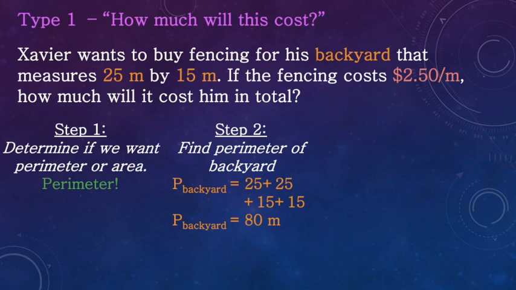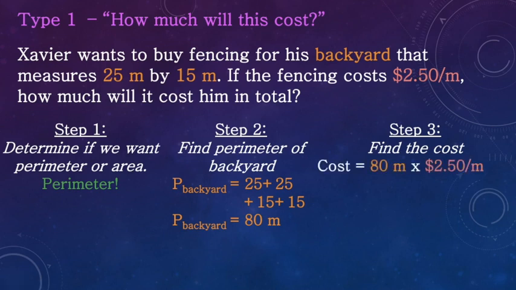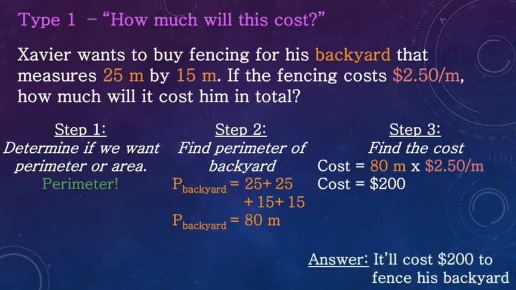Now, my 3rd step, and this is where I'm going to actually be answering my question, is by finding the cost. So all I have to do, since I know we have 80 meters here, and I know it's $2.50 per meter, is multiply my cost per meter by the actual amount of meters that I have, my total perimeter. And then when I do that, I get $200. And then my last thing, if needed, is I write my answer. It'll cost $200 to fence his backyard.